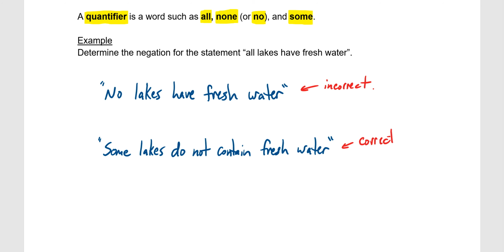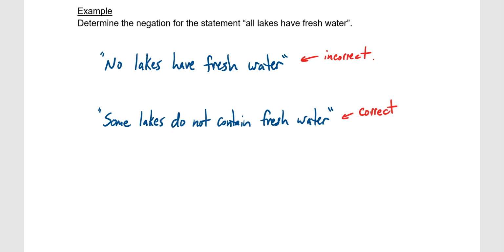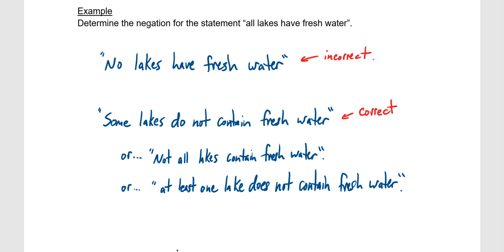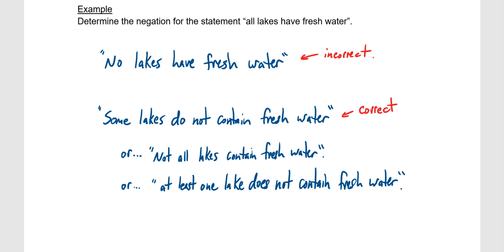There's a couple other ways to write this also, so let me just write those down. We can also have the phrase, not all lakes contain fresh water. That is also correct. Or we can have at least one lake does not contain fresh water. So the first one that we wrote down is going to be the one that we primarily are going to be using for the negation of all here.